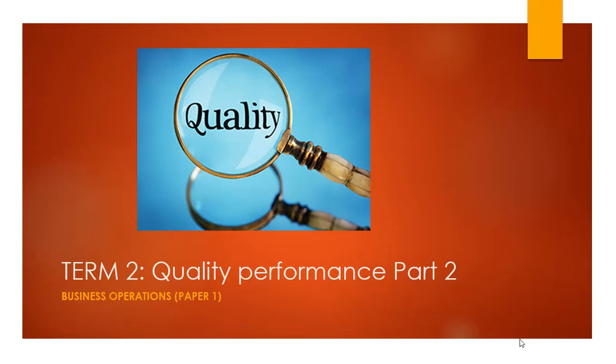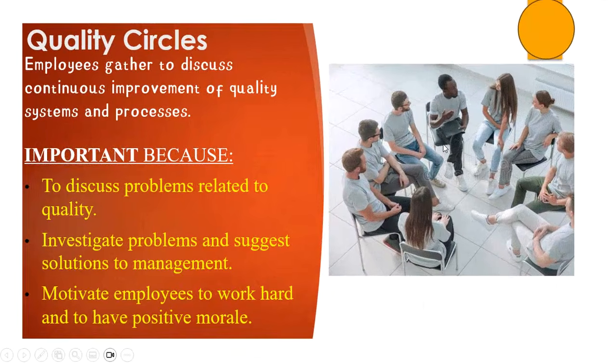Welcome to quality performance part 2. Let's start off by looking at quality circles. What are quality circles? If you look at the picture on the right here, you can see the quality circle. These employees are sitting in a circle and they're going to discuss problems related to quality. So it's when employees gather to discuss continuous improvement of quality systems and processes.